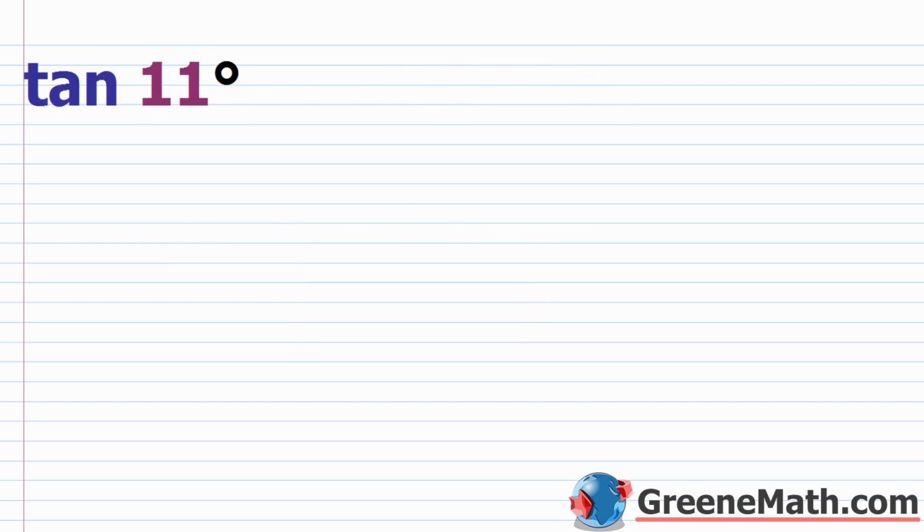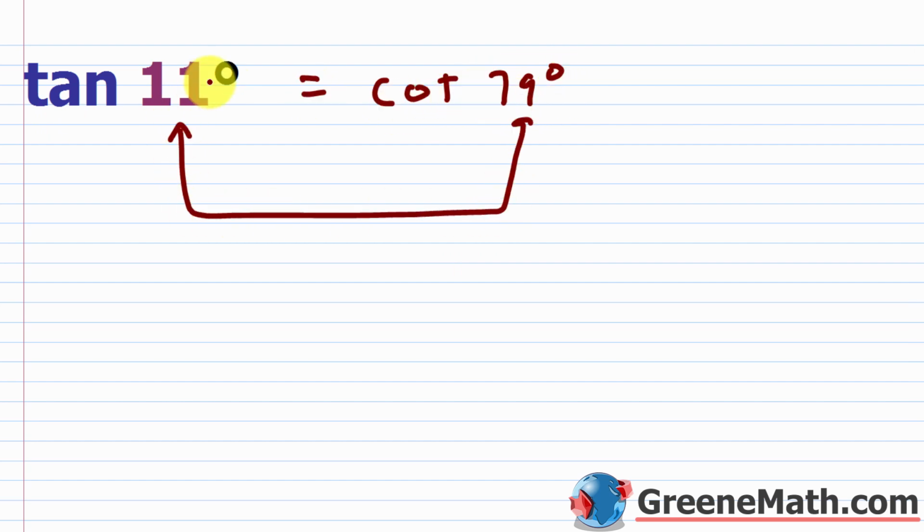Let's do another one. So we have the tangent of 11 degrees. So again, I would do cotangent of 90 degrees minus 11 degrees. 90 minus 11 is going to be 79. So this would be cotangent of 79 degrees there. So the tangent of 11 degrees is equal to the cotangent of 79 degrees. Again, you want to check to make sure that this plus this is going to give you 90 degrees.